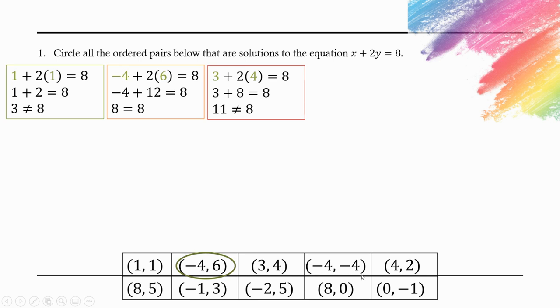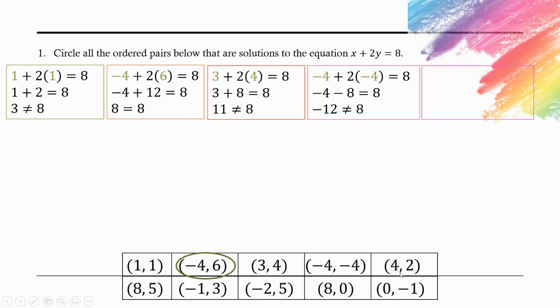Next, we're going to test negative 4, negative 4. When we multiply 2 times negative 4, we get negative 8. Negative 4 minus 8 gives us negative 12. So that one is not a solution. It does not satisfy the equation. Next, we'll test out 4, 2. Putting in 4 for x, 2 for y, we get 4 plus 2 times 2. 2 times 2 gives us 4. 4 plus 4 gives us 8, so that does satisfy the equation. 8 equals 8 is a true statement.